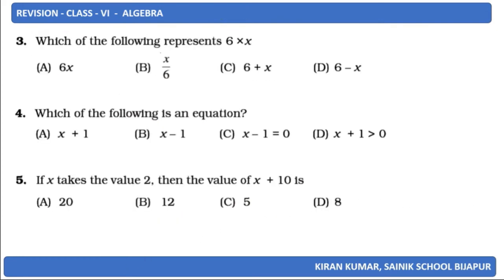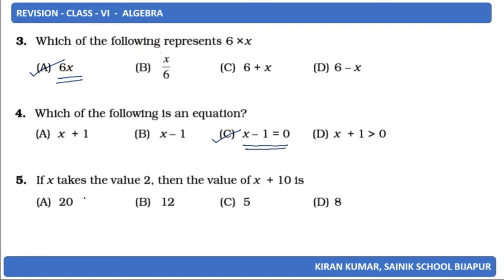Let's have a look at question 3. Which of the following represents 6 into x? When 6 into x is done, we get 6x. Option A is the right answer. Fourth question: which of the following is an equation? We have learned in our discussion that an equation is a statement having the sign of equality, and it's present in option C.